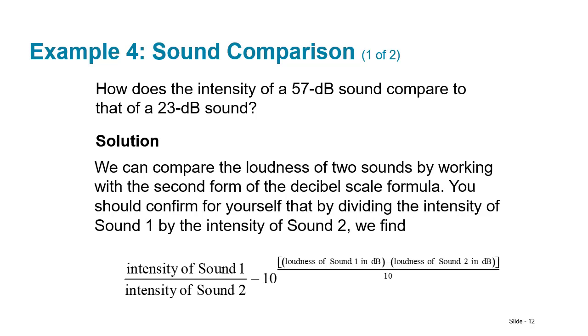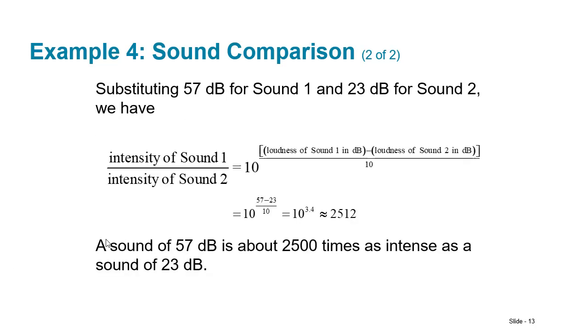How does the intensity of a 57 decibel sound compare to that of a 23 decibel sound? So now we have to use the other formula, where the intensity of one sound over the other sound equals 10 to this stuff: the loudness of sound 1 minus the loudness of sound 2, all over 10. So we plug all of our numbers in, the 57 and the 23 for the decibels. And we get that difference over 10, which is 34 over 10, which is 3.4. And we get 10 to the 3.4, and we get that this ratio is 2512.